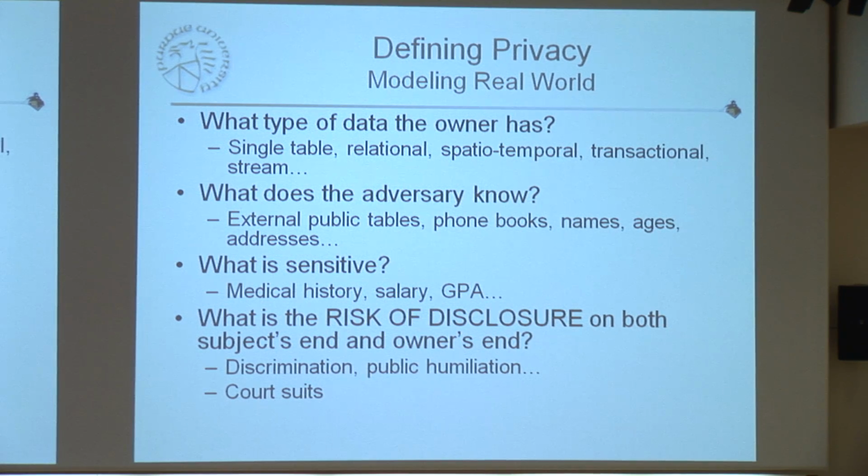What's the risk of disclosure? Discrimination, public humiliation, court suits. And who is that risk to? Is it the person the data is about? Is it the person who owns the data? All these are parameters that affect what we do with the data and how we protect it.